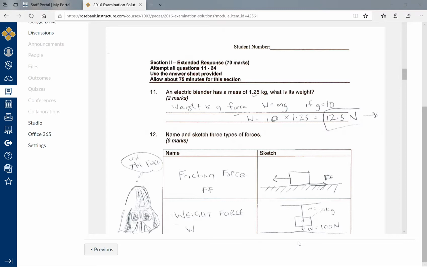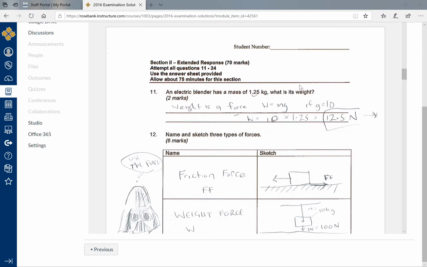Okay, section 2 of this examination. Electric blender has a mass of 1.25 kilograms. What is its weight? This is a really simple question. All they're asking you is, they're just checking to see that you understand the difference between weight and mass.